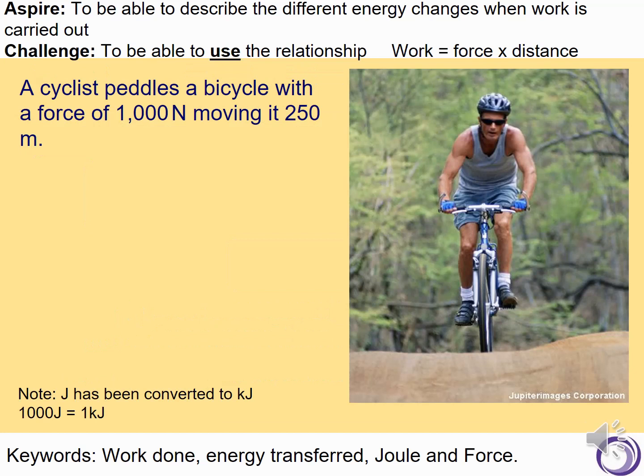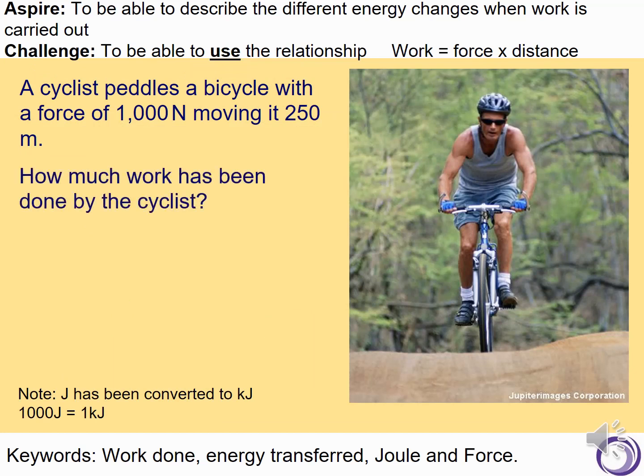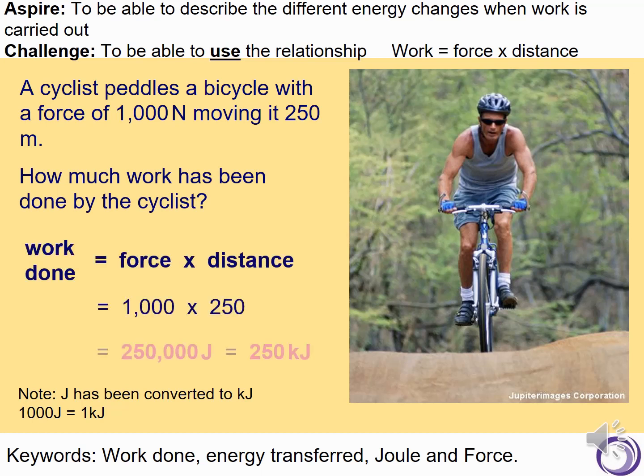Okay, let's look at an example together first of all. Let's put this all up so we can talk through it. It's always good to get a proper example into our notes. So, first of all, the question. A cyclist pedals a bicycle with a force of 1,000 newtons, moving it 250 meters. How much work has been done by the cyclist?